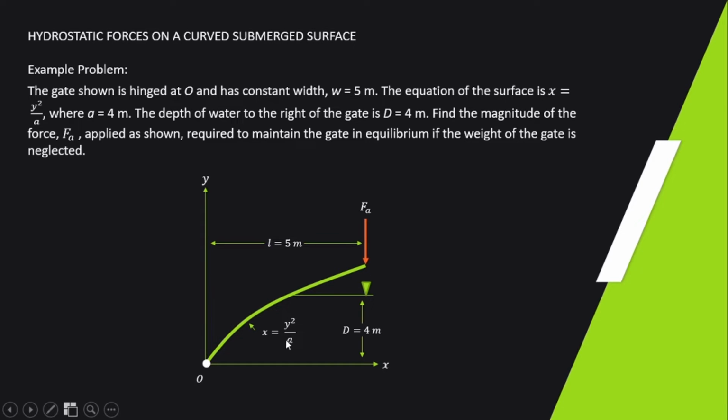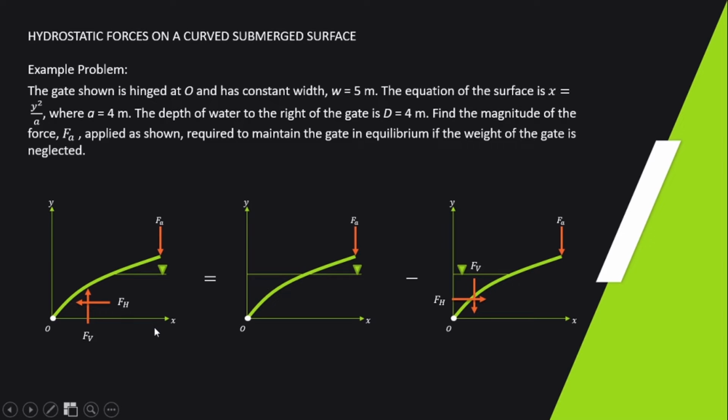So we need to solve for FA, and the gate should be in equilibrium. As you can see, the liquid is below the gate. That means its vertical component is going upward and its horizontal component is going to the left. Just like in the earlier slides, it is the same. So first, we fill the gate with fluid, so it is in equilibrium.